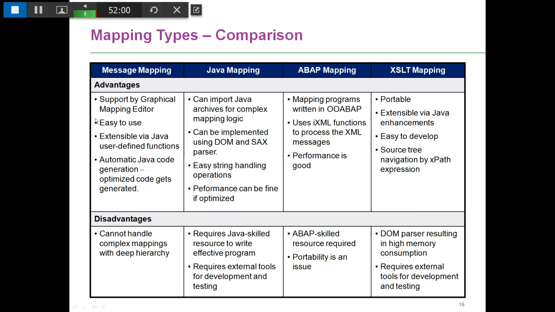Similarly, the use of a Java mapping is to enable you to perform, as we already saw, complex Java mapping logic. It can be used with DOM and SAX parsers if you would like to, and easy string handling functions can also be done. Right? The only disadvantage is Java mapping requires additional skill sets of Java programming. It might require additional external tools. ABAP mappings are written in object-oriented ABAP. It uses iXML, and ABAP skill resource is required. Portability is an issue because it's only supported in an ABAP runtime environment.